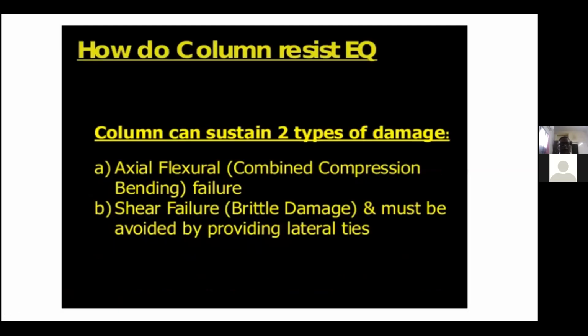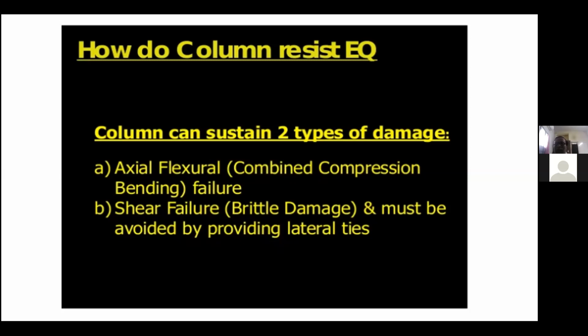So far we have discussed the beam. Now we are going to discuss the column. When we talk about the column, it also has to sustain two types of damages. One is axial flexural, so combined compression. Okay, so axial flexural failure. The other one is shear failure.